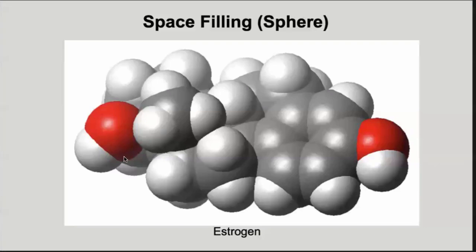With these sphere models or space filling models or CPK models, we're actually representing every atom by its van der Waals radius, which in a sense is the three-dimensional space that the atom takes up. It's the space occupied by the cloud of electrons around the atom.